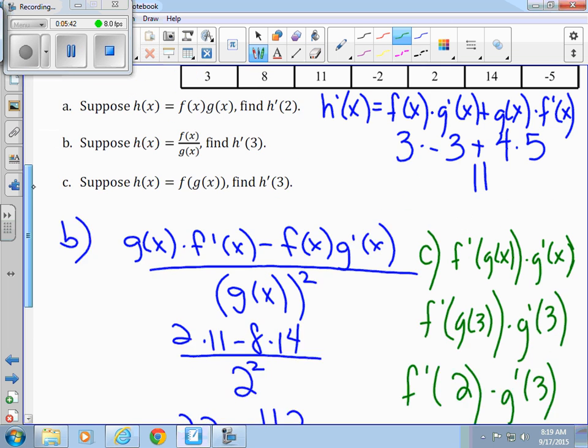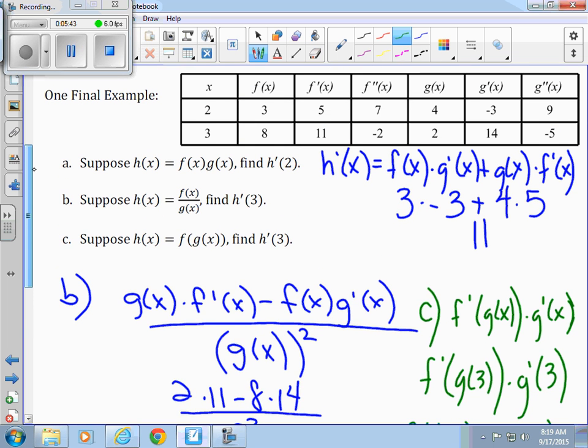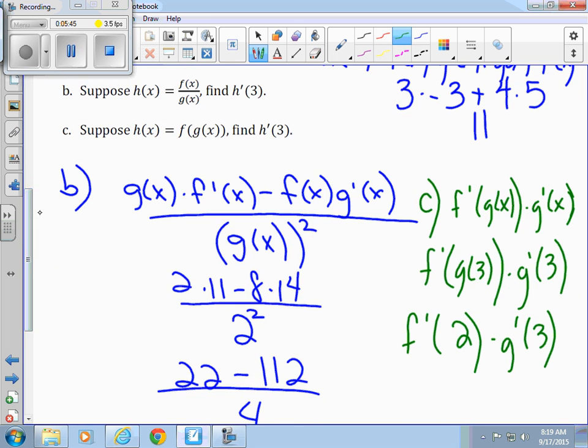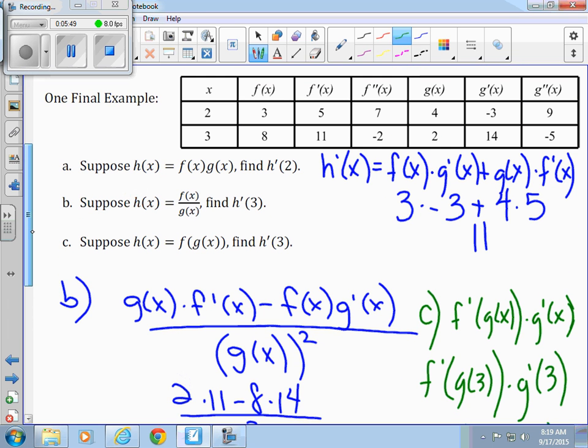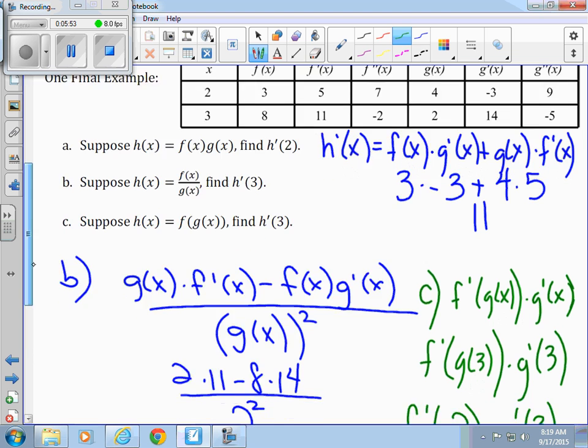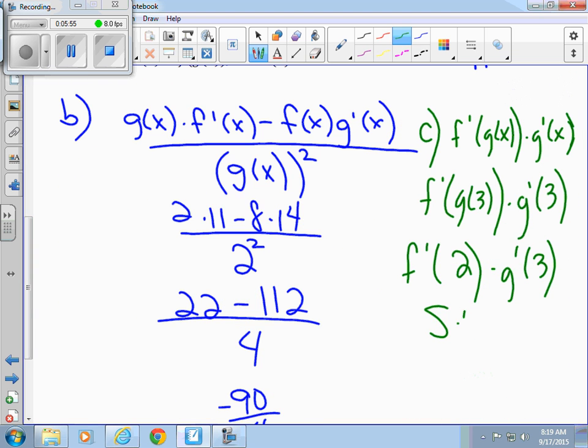f prime of 2 is 5, and g prime of 3 is negative 14. And that's negative 70. Right. Any questions?